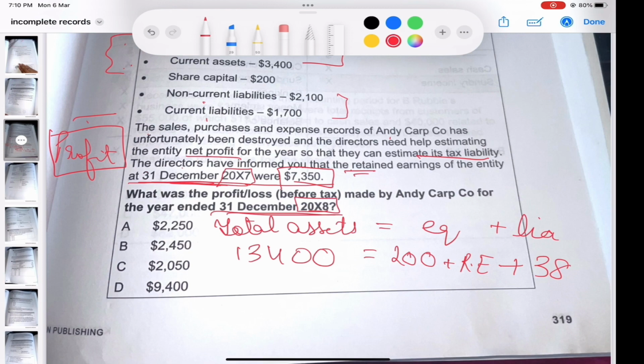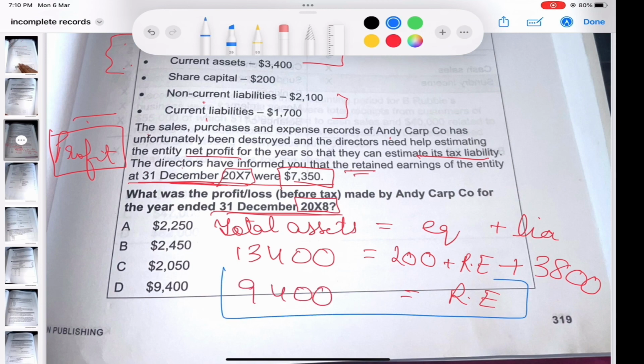The share capital is given in the question. It is 200. And what are the liabilities? The total liabilities is 3,800. So how do I find out my retained earnings? Let us look at that now. We also have 9400. What is 9400? Think about it. 9400 is my retained earnings. So that is my closing retained earnings.